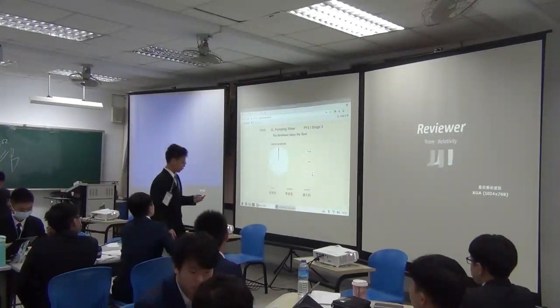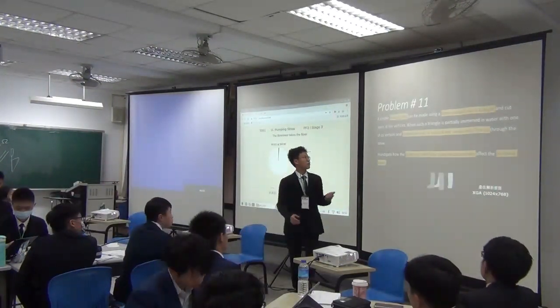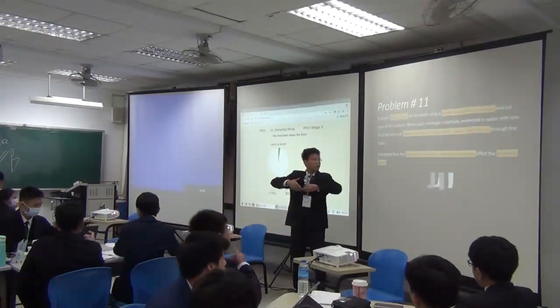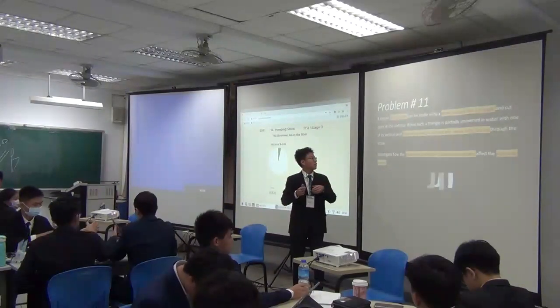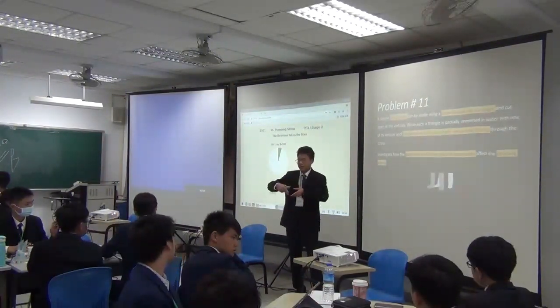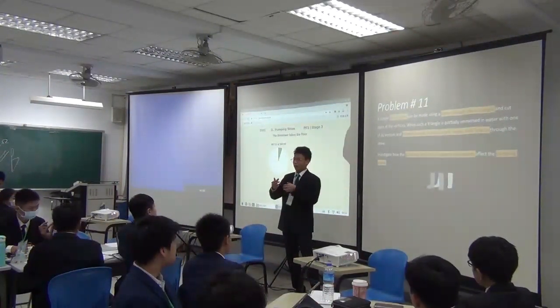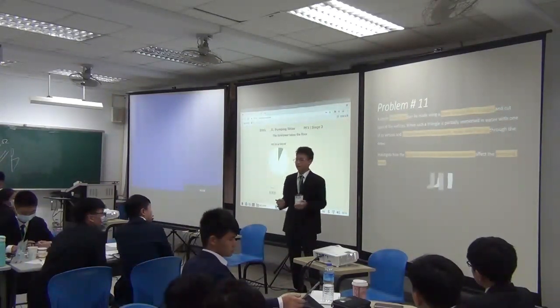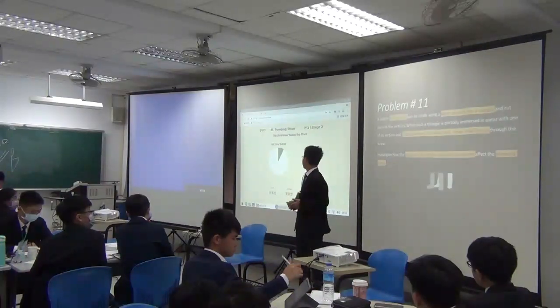Okay, hi, I'm a reviewer for team relativity. So here's the problem statement: a single water pump can be used to make a triangle shape, and if it cuts out in the vertices, then rotates around its vertical axis, water will flow out. And the reporter needs to investigate how the geometry and other relevant parameters affect the pumping speed.